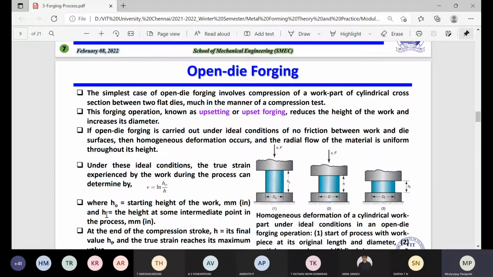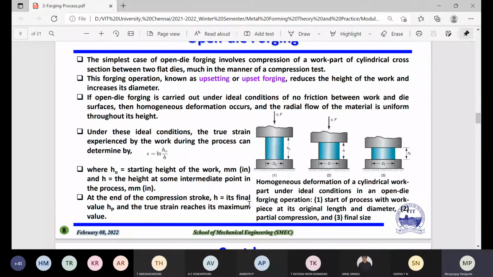Whereas the small h is known as the height at some intermediate point. So that means whenever you are pressing, at some intermediate point, the height is considered as h. And the unit is much more important, whether this is mm or cm, so you have to make it uniform. At the end of the compression stroke, h is equal to its final value hf, and the true strain reaches its maximum value. Okay, is it clear, this slide?